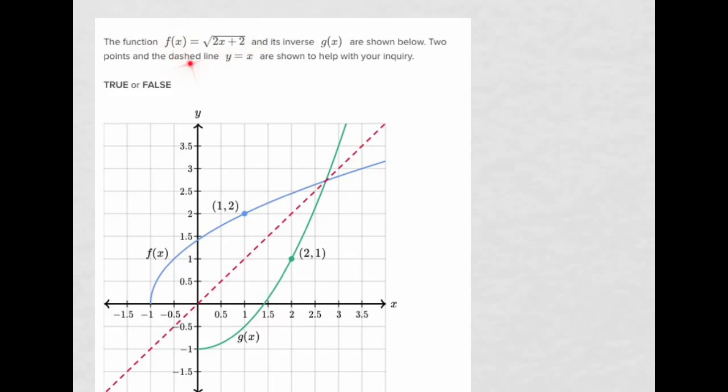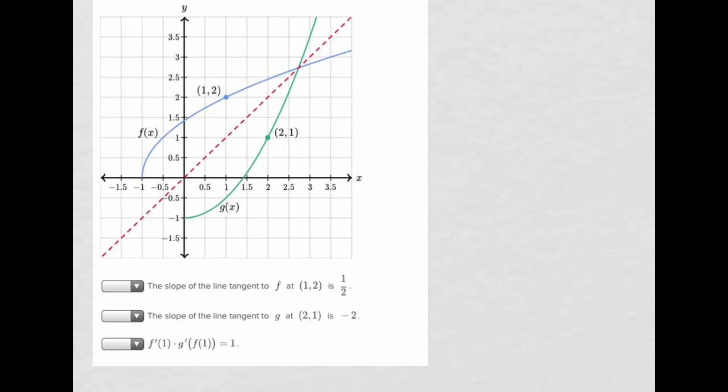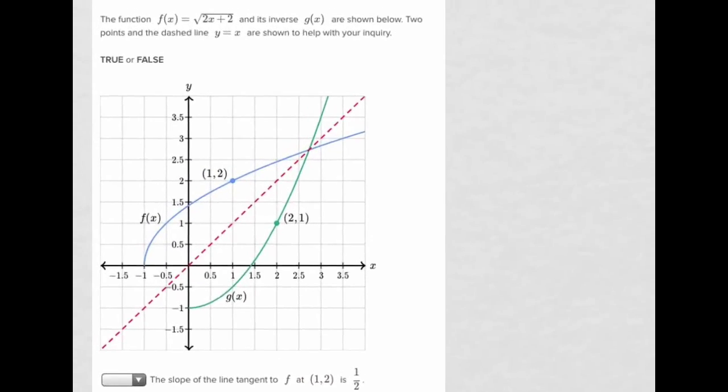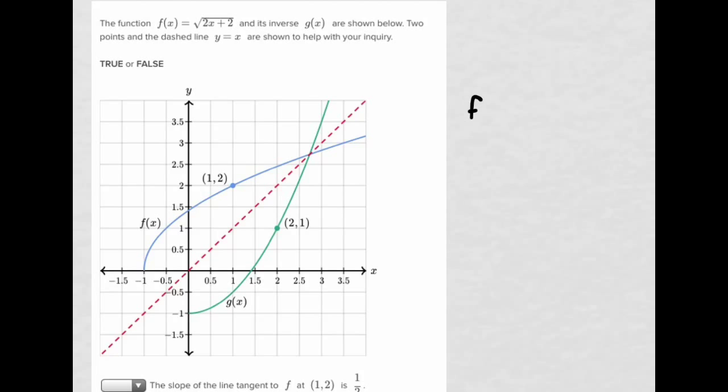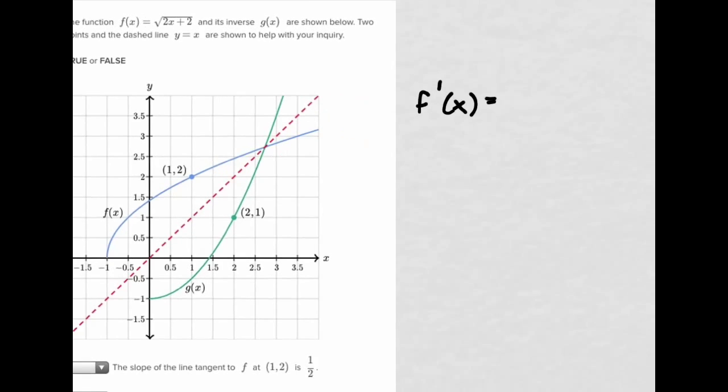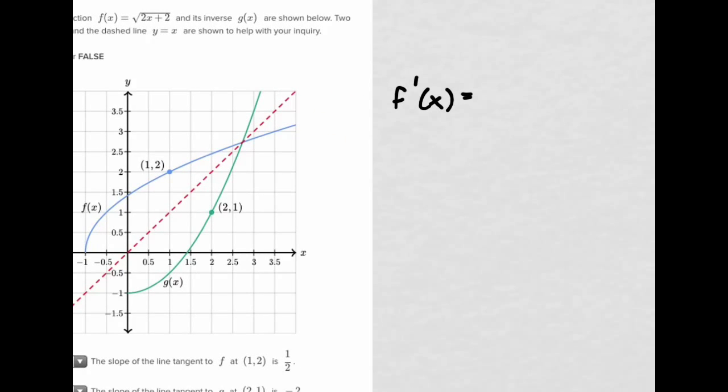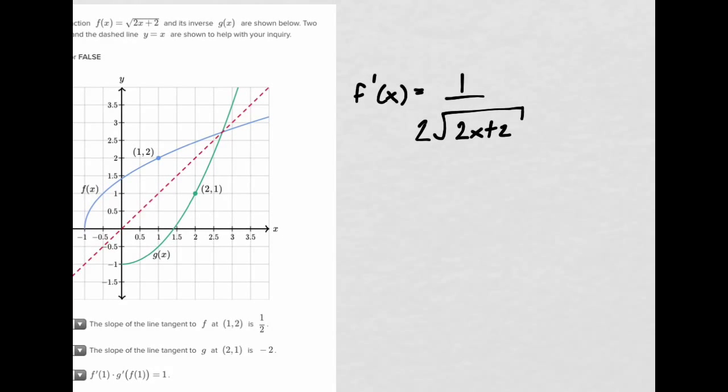Well, we have the equation for f. Why not take the derivative and plug in 1, 2 and see if we get 1/2? That's easy enough. F prime of x, that would be, well, the square root. This is a chain rule. Derivative of the outside with the inside the same. So 1 over 2 square root of 2x plus 2. Derivative of the outside with the inside the same, times the derivative of the inside, which is just times 2. So the 2 cancels, and I get 1 over the square root of 2x plus 2.